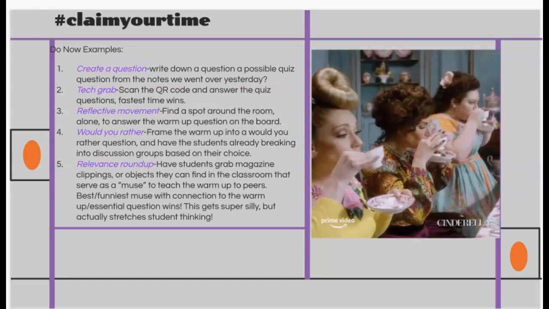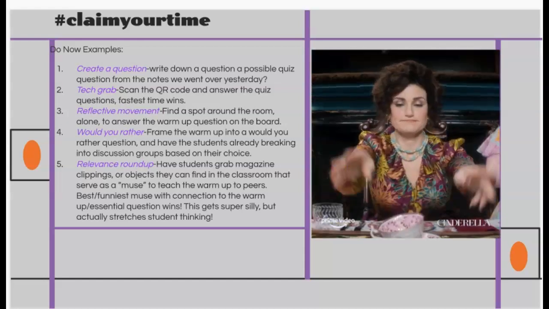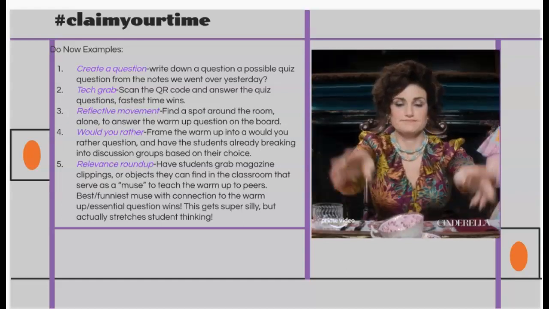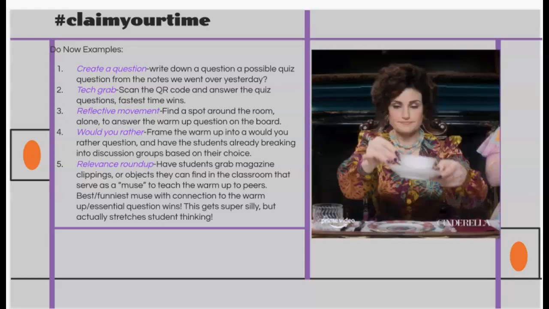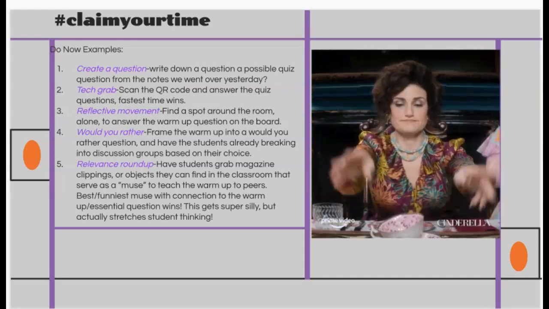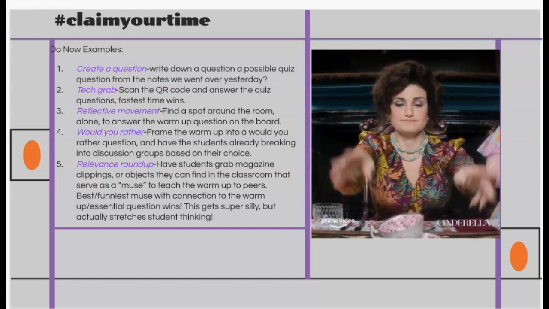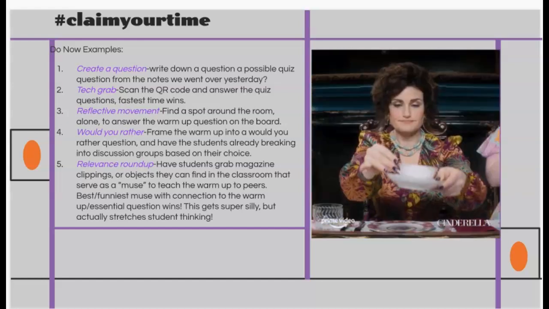And relevance roundup. Have students grab magazine clippings or other objects in the classroom that can serve as their muse to start activating thinking. This gets super silly, but actually stretches student thinking.